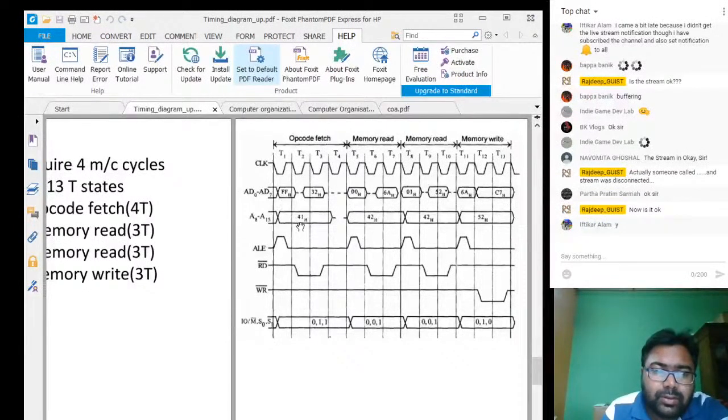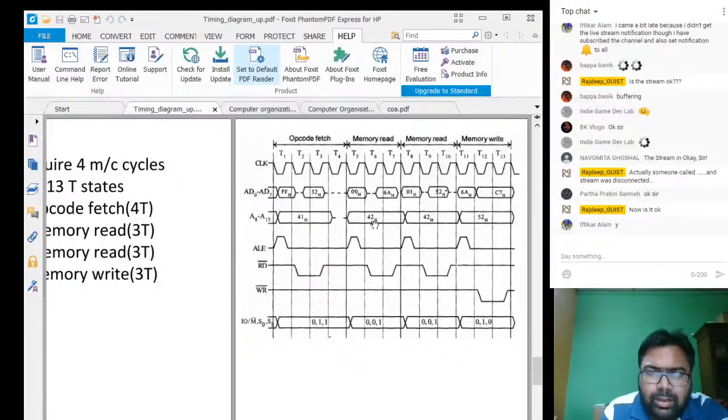First it is reading 41FF. ALE is activated, RD is activated. When RD is activated, 32 is getting loaded into the CPU, and in the T4 state it is getting executed. Next we want to read 4200H. This was the address where 6A is placed.